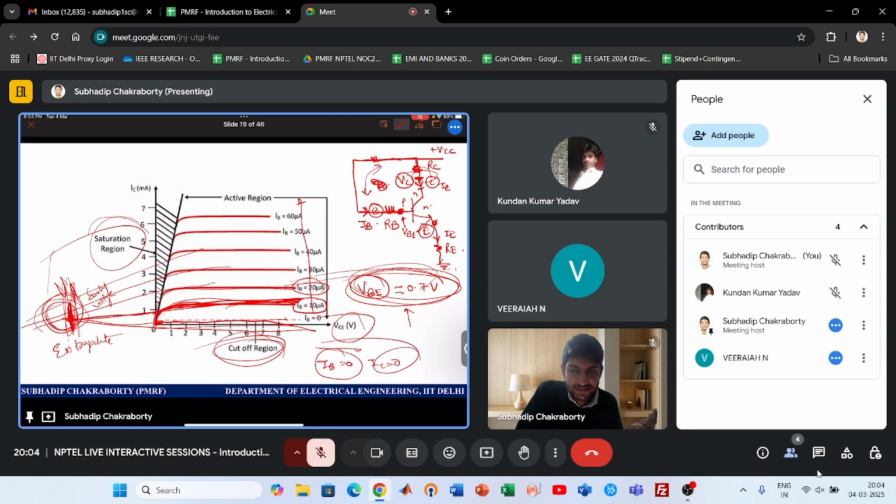It behaves as a switch, just due to the intuitive reasons I told you. How can IC be there if there is no IB? Because the whole device action is stopped. So that is the cutoff. And the active region I told you.